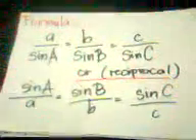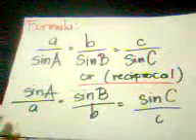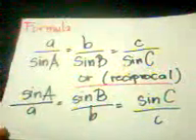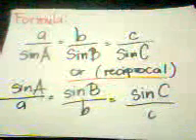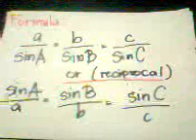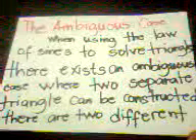The formula of the law of sines is a over sine A is equal to b over sine B is equal to c over sine C. Or the reciprocal of it: sine A over a is equal to sine B over b equals sine C over c. Where a, b, c are the sides of the triangle and A, B, C are the opposite angles. We're going to define what the ambiguous case is.